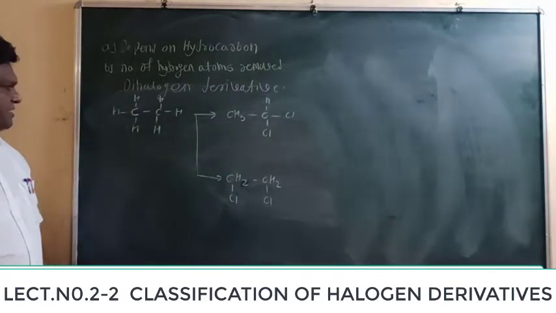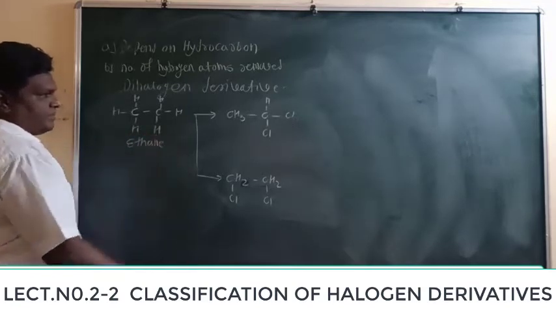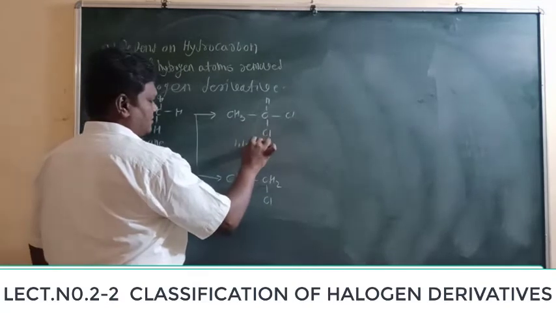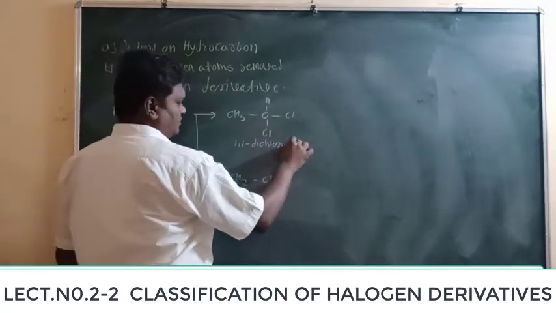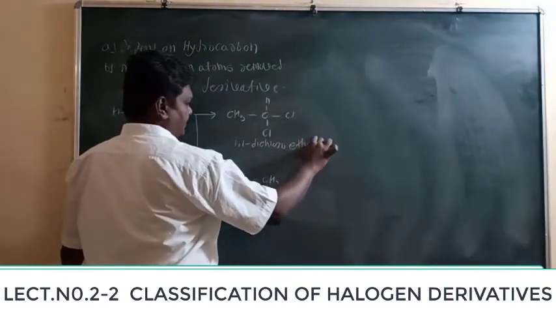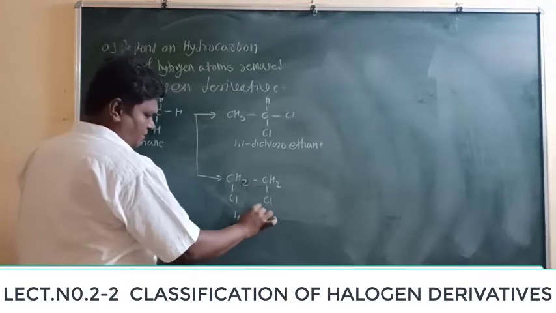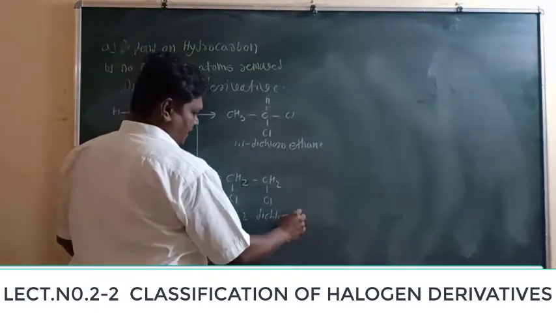Let's name this compound. This is ethane. Now the IUPAC name is very simple. This is called 1,1-dichloroethane, while this compound is called 1,2-dichloroethane.